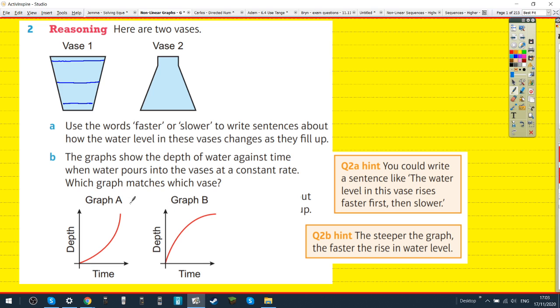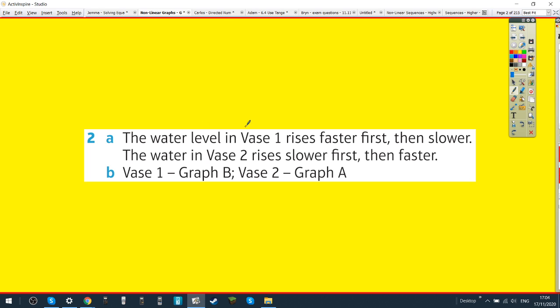And so which graph will match with which? Would phase 1 be with graph B? I think so, because that will get slower and this one will get faster. Yeah. The water level in phase 1 rises faster first, then slower. Yeah. And the phase 2 rises slower first, then faster.